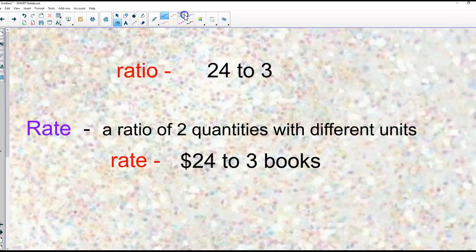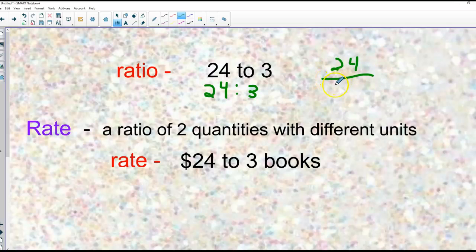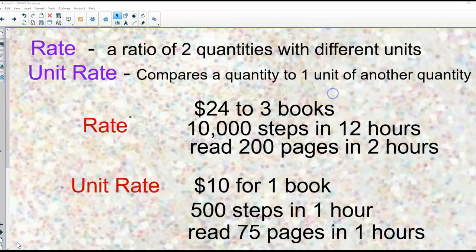When we talked about ratios the past couple of weeks, we said a ratio is a comparison of two items. And we could write those items a couple different ways. We could write them with the word to, we could write them with the colon in between, and we could also write them as a fraction. That still applies to what we're going to do here with rates and unit rates. That is the same.